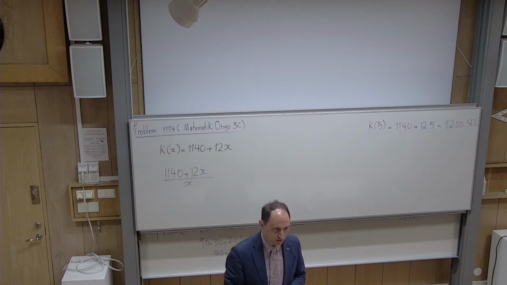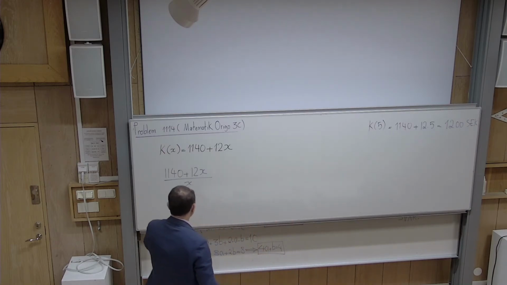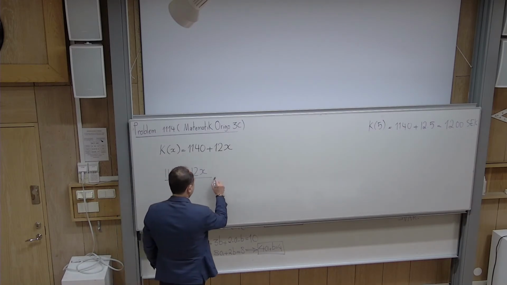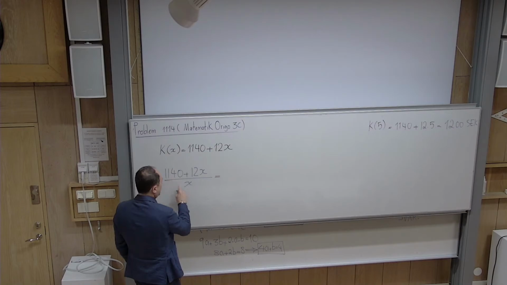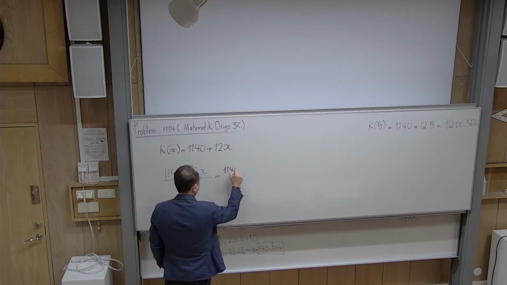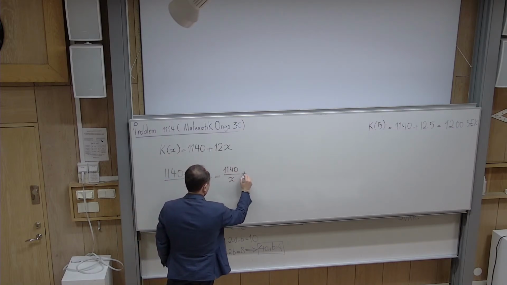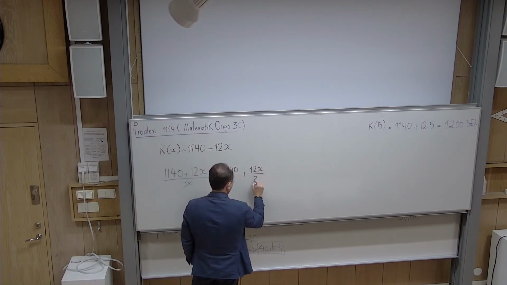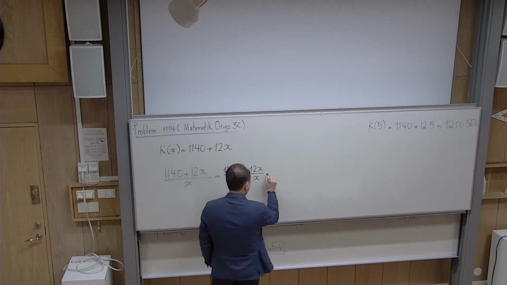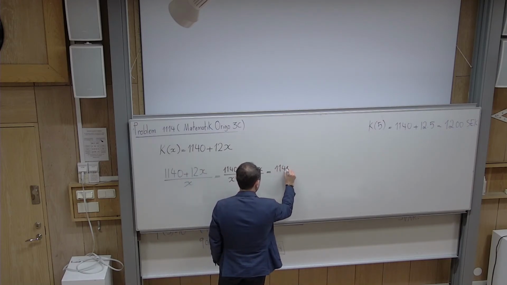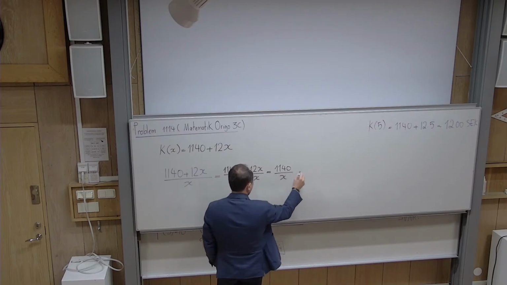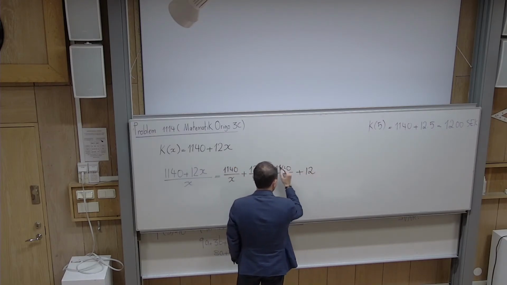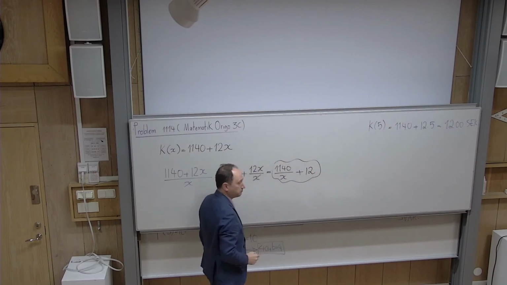Is that understandable? So in principle, let me find a formula for the average. I would recommend you to do it this way: I divide this by that number, plus I divide this by that number. And then what is happening is 1,140 over x, but the 12x and x are simplified. So that is also another way to see the problem.